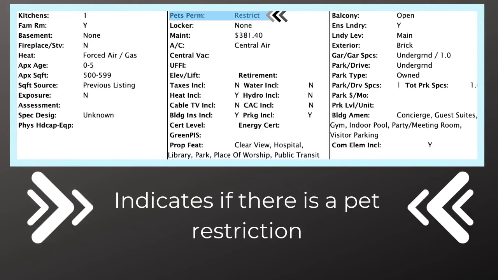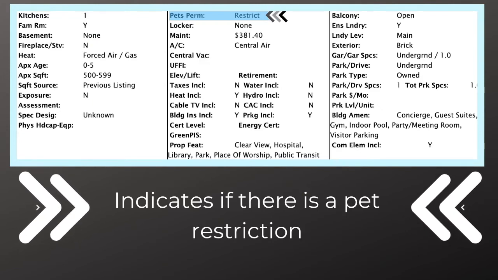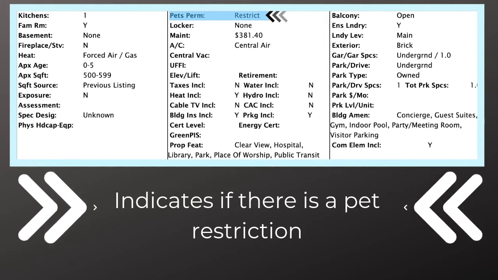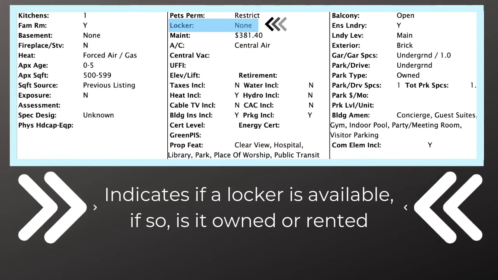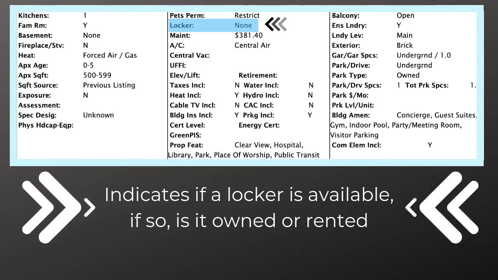Moving on to the middle section. Here it indicates if there's a pet restriction. So if you have a pet, this is something that you should very much pay attention to. Here is showing you whether you have a locker available with the unit or not. And if there is, is it currently owned or is it rented?